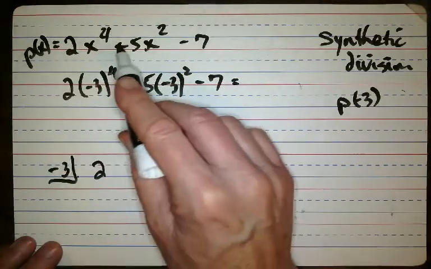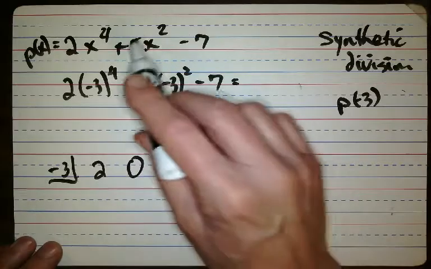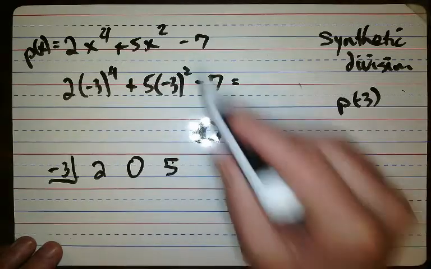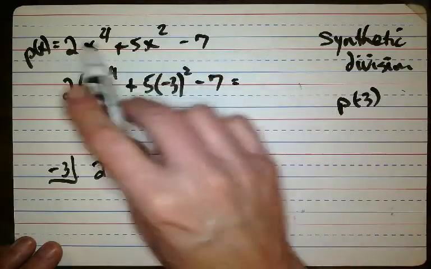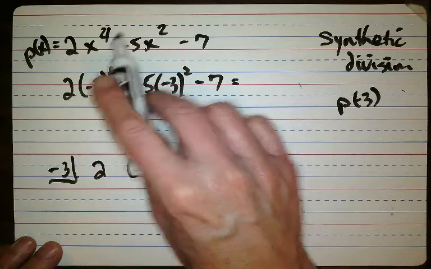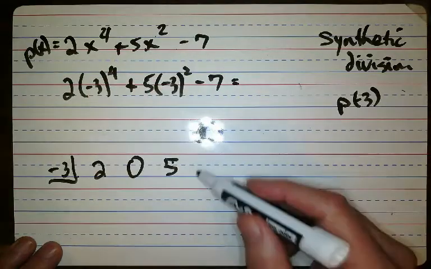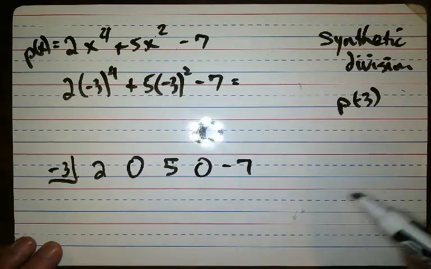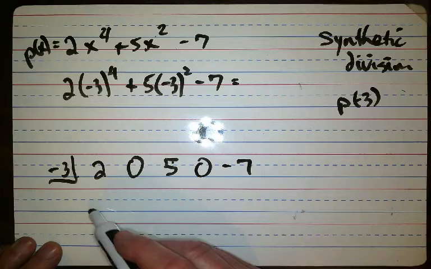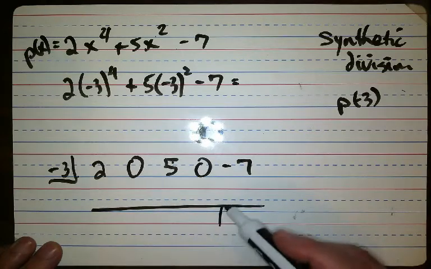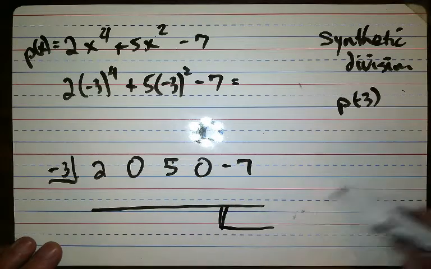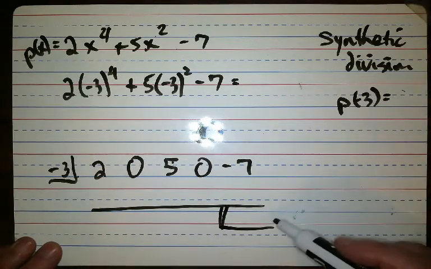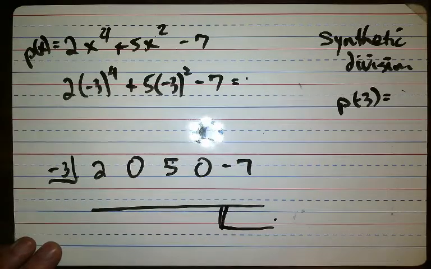2. Now there's not any x cubed, so you have to have a 0. Then the 5. There's not any plain x's, right? There's just even power, so there's no x cubed, then there's x squared. There's no x, and then there's negative 7. Right? So we draw our line. We know that down here is the remainder. That is going to be the answer, and it should be the same as that.